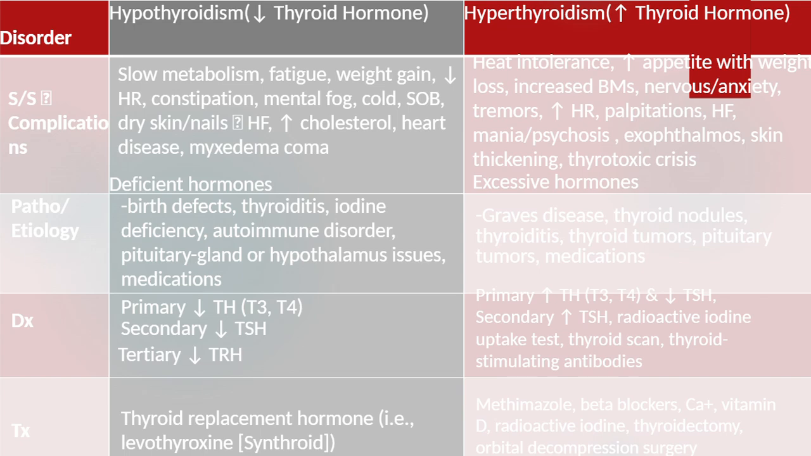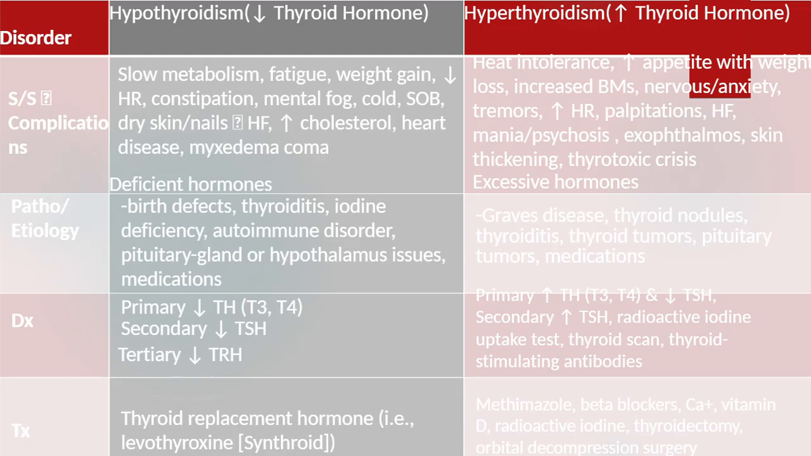Hyperthyroidism is a condition where the thyroid gland produces too much thyroid hormone, causing an overall increase in metabolism. This condition is far more common in women, especially younger women with Graves' disease, while older women tend to develop it from multinodular goiter or toxic nodules.